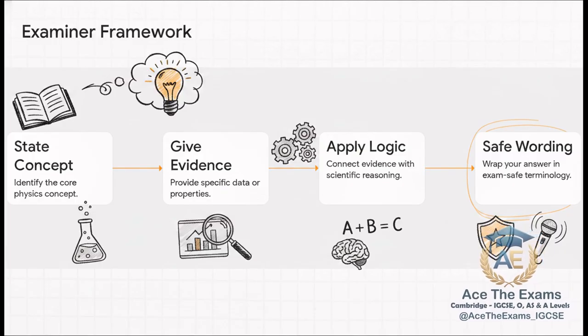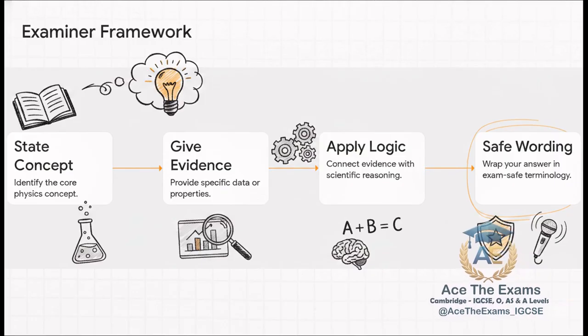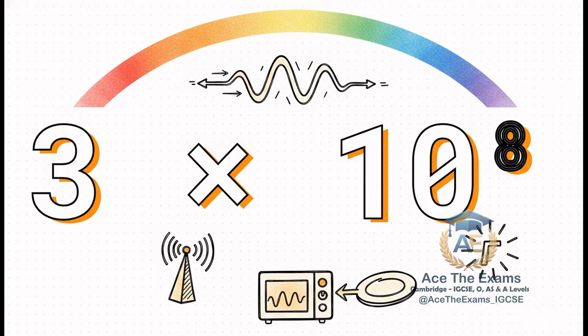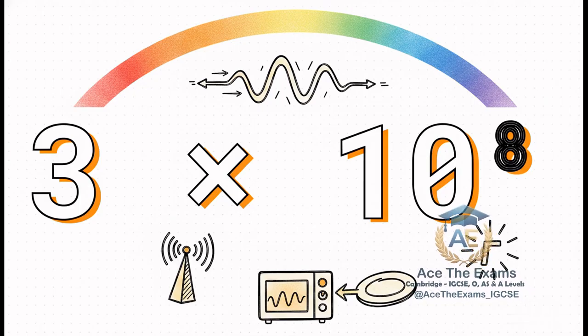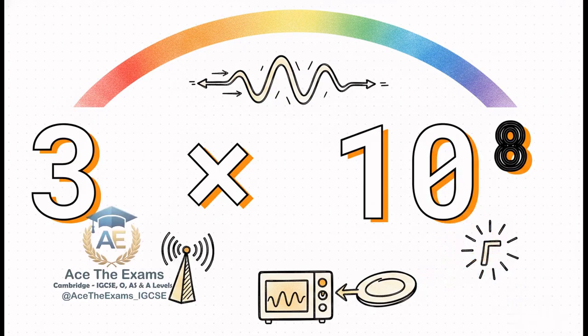If our student who wrote "they travel fast" had just paused to use this simple framework, there is no way they would have scored a 0. Right, so the absolutely crucial point here revolves around a very specific number, 3 times 10 to the 8th meters per second. That is the speed of light in a vacuum.